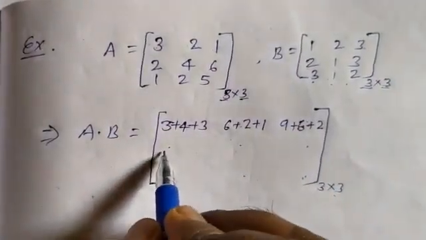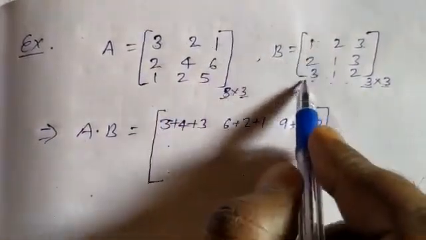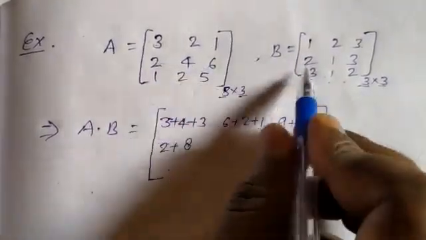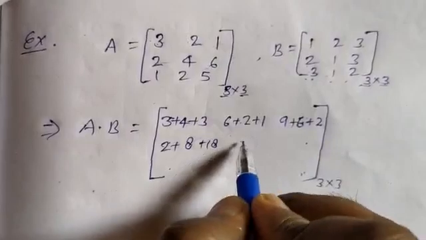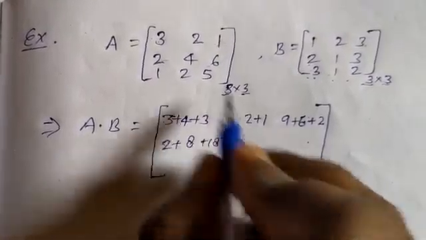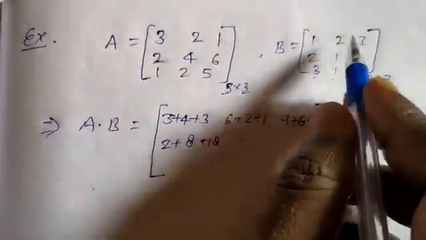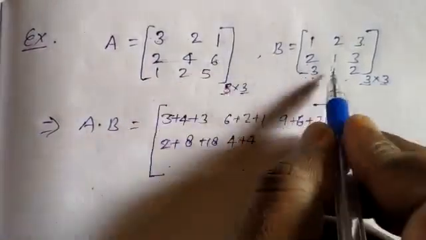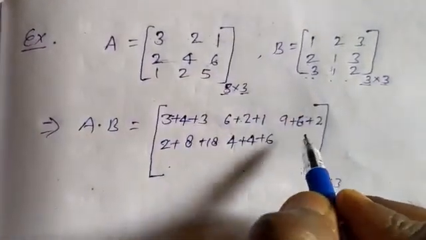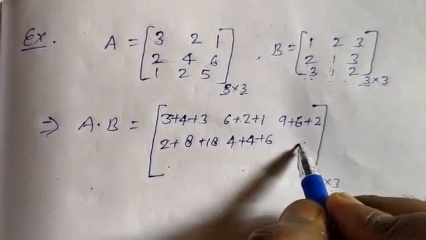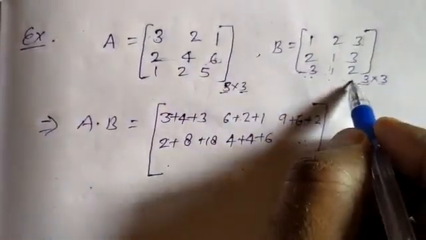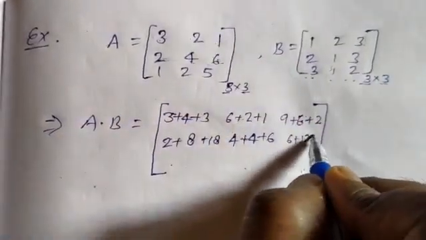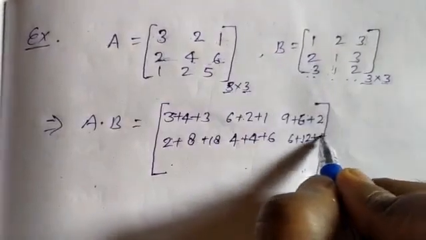To write this element we have to multiply second row with the first column, 2 multiply with the 1, 2, plus 4 multiply with 2, 8, 6, 3 is 18. Now write this element, second row second column, 2 multiply with this 2, 4, plus 4 multiply with the 1, 4, 6 multiply with 1, 6. To write this second row third column, 2 multiply with the 3, 6, plus 4 multiply with 3, 12, plus 6 to the 12, right, 12.